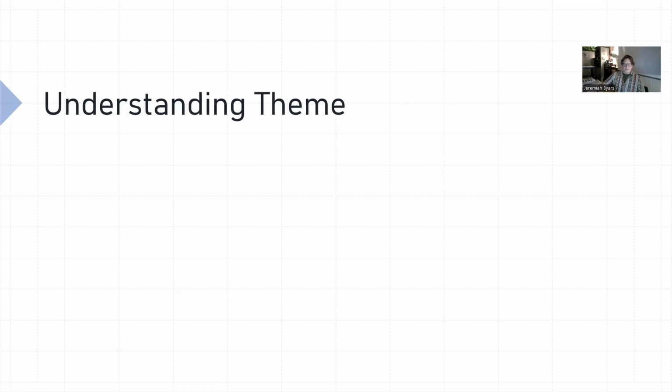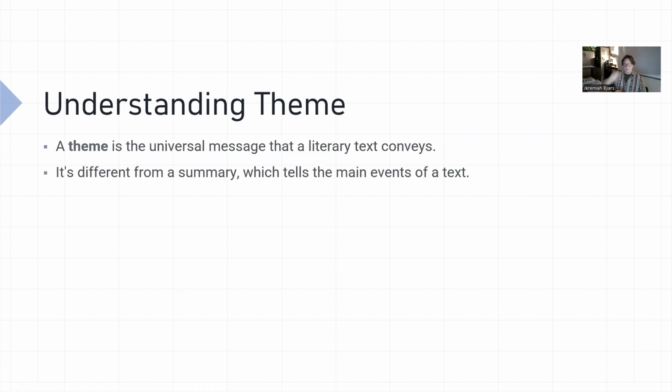So let's talk about theme. A theme is the universal message that a literary text conveys. And a literary text can be really anything. It can be definitely a book, a short story, a poem, but can also be film and TV shows. These are all literary pieces. It's different from a summary, which tells the main events of a text. And theme is not conveyed by someone who's speaking directly at us. Theme has to be interpreted. Okay. It's also not a word or a topic.